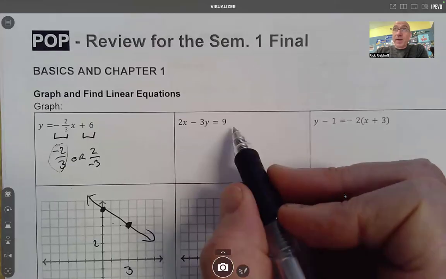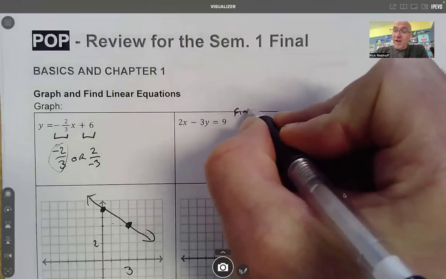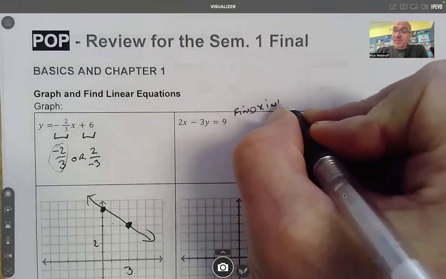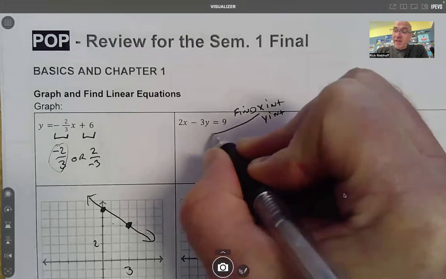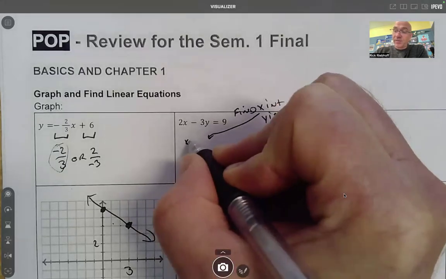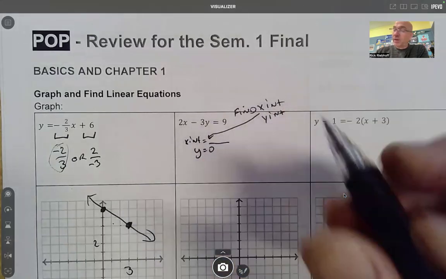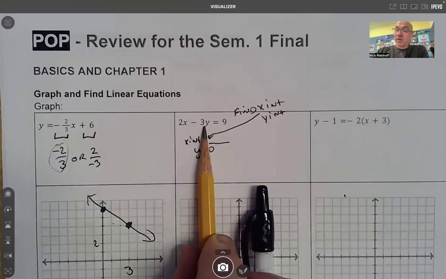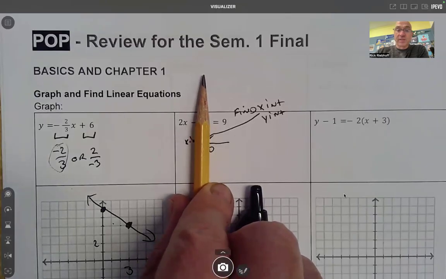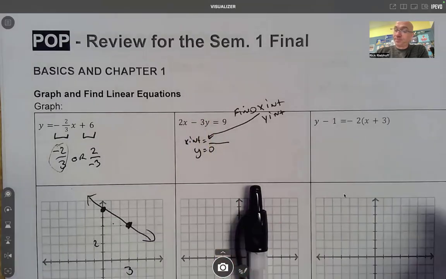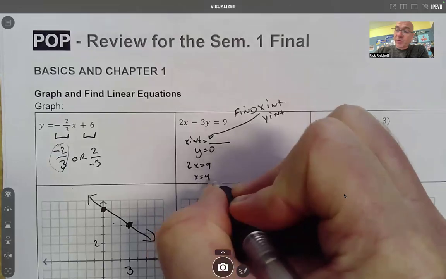All right, 2x minus 3y equals 9. When it's in this form, this is standard form. I like to find the x-intercept, and I like to find the y-intercept. To find the x-intercept, we make y equals 0. So if I make y equals 0, minus 3 times 0 is just 0. So we really just have 2x equals 9. So if y is 0, 2x equals 9, x is equal to 4.5.